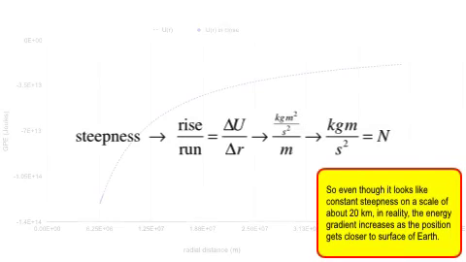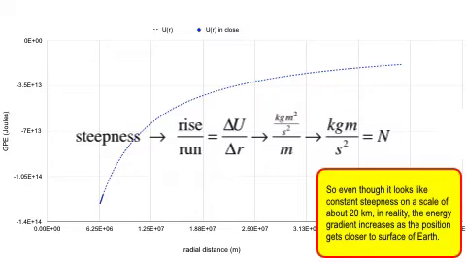So the steepness of that blue curve, it's an energy gradient, delta U over delta R, and it represents the strength of the gravitational field. So where it's steep, you have a relatively strong gravitational field, in other words, closer to the surface of the Earth. Where it's flattening out, you still got some gravitational newtons out there, but not as many. It's not as strong because it's further away from the surface and further away from the center of the Earth.